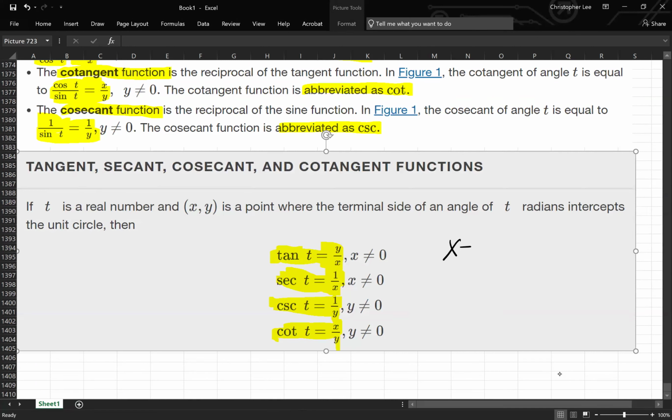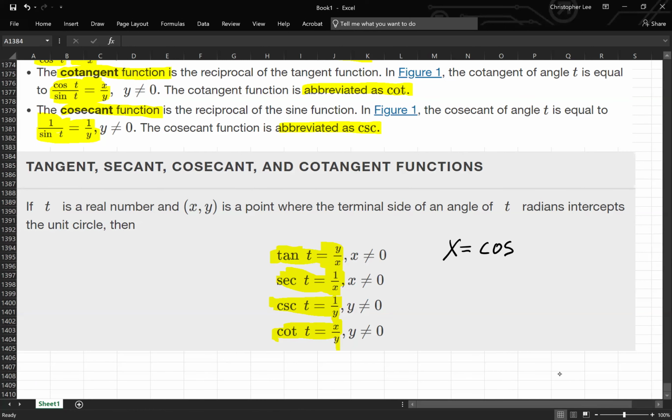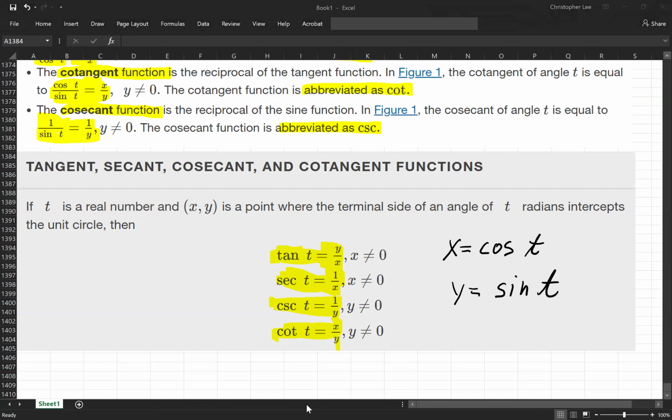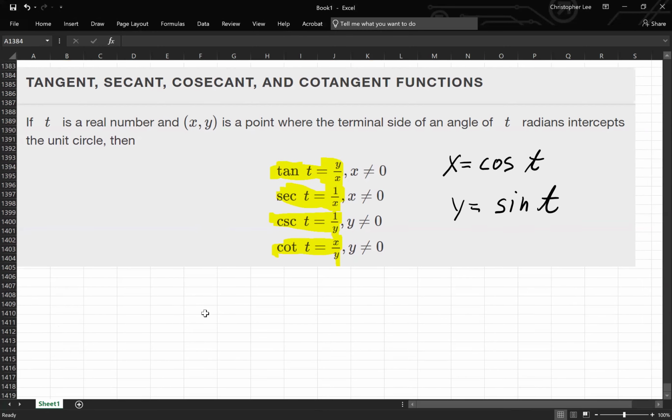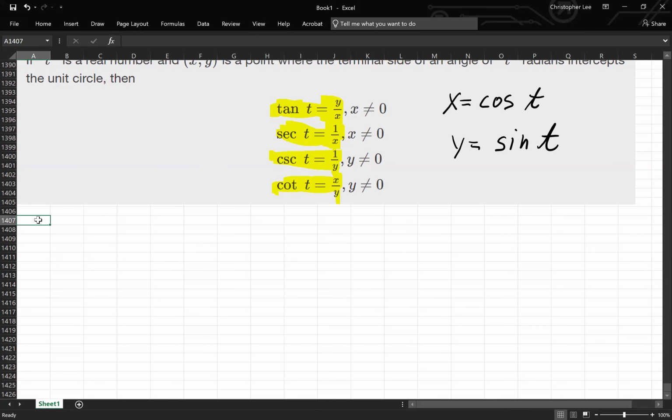And just to recap real quick, x is equal to the cosine of t, and y is equal to the sine of t, just in case you're wondering what is x, what is y in this. Let's look at an example.